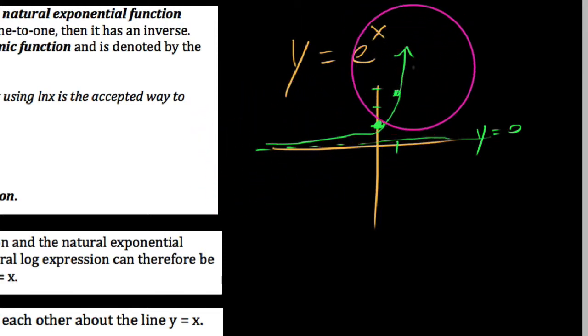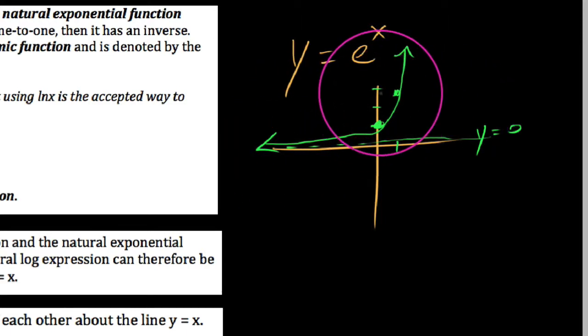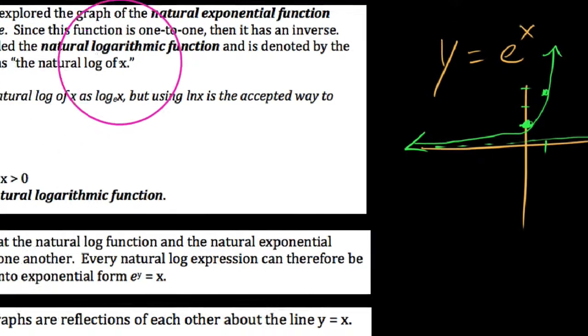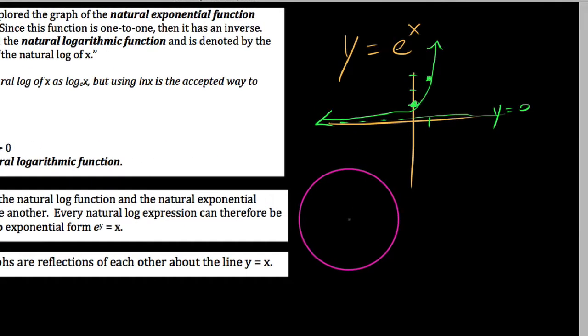It passes the horizontal line test, so its inverse will pass the vertical line test, and so its inverse is a function. Since this is a one-to-one function, we're going to call its inverse the natural logarithmic function, the natural log function. We use a special symbol to denote this, ln of x, read as the natural log of x.